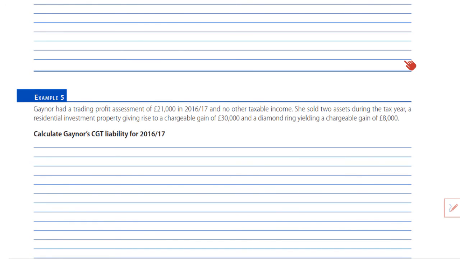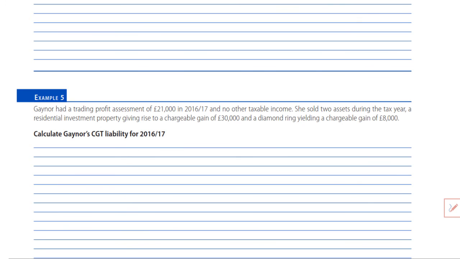And then finally, for you to do before you tune in again, Gaynor had a trading profit assessment of 21, so again it's income, no other taxable income. You'll need to take away the personal allowance to get taxable income. She sold 2 assets during the tax year, a residential investment property with a gain of 30 and a diamond ring, so an other asset with a chargeable gain of £8,000.